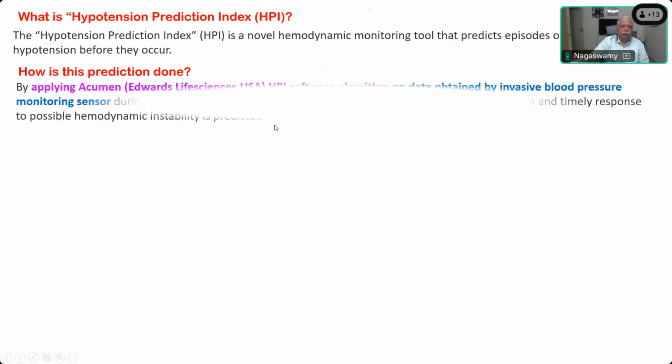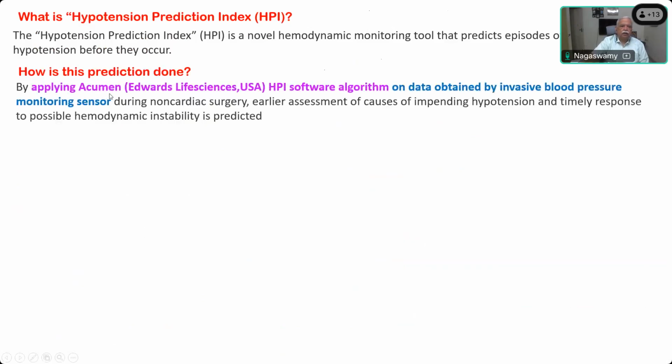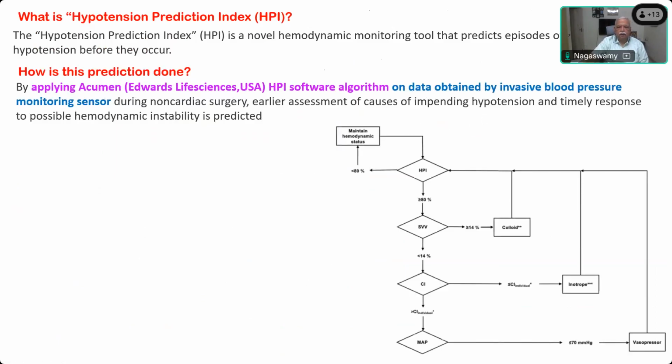The prediction is done by applying what is called Acumen, Edwards Lifesciences. This is the company which produces a monitor with the Acumen HPI software algorithm on data obtained by invasive arterial monitoring during non-cardiac surgery. The earlier assessment of causes of impending hypotension can be done using this. And so this is the algorithm that will be applied.